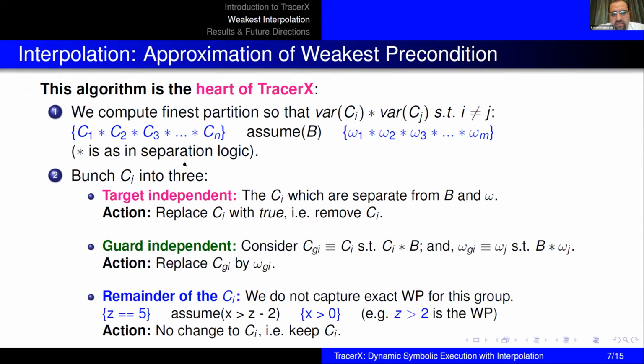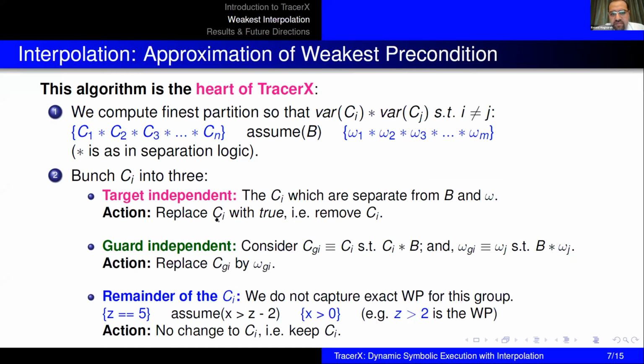So in general, going back to the context, assume instruction, and the postcondition Ω that we had, we compute the finest partitioning over the context C, from C1 to Cn, such that the variables inside each of the Ci are disjoint. Similarly, we perform the same thing on Ω, from Ω1 to Ωm, where the variables are disjoint. Now, we can group the different Ci into three groups. The first group are the target-independent Ci, which are not required for ensuring that the postcondition holds.